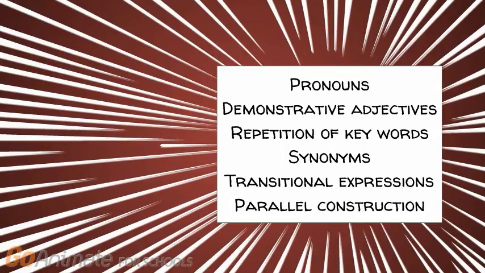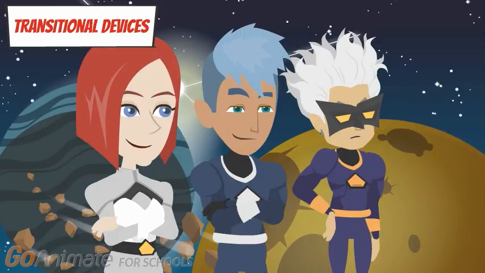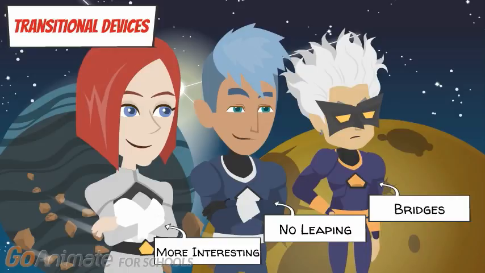Transitional devices include pronouns and demonstrative adjectives, repetition of key words, the use of synonyms, transitional expressions, and parallel construction. You will get a handout explaining these in detail during class. All transitional devices assist you, the writer, in avoiding dull repetition by making the expression of your ideas more interesting and more varied. These devices keep you and your reader from having to leap from one idea to another because they offer convenient and persuasive bridges which add to the coherence and logic of your ideas.